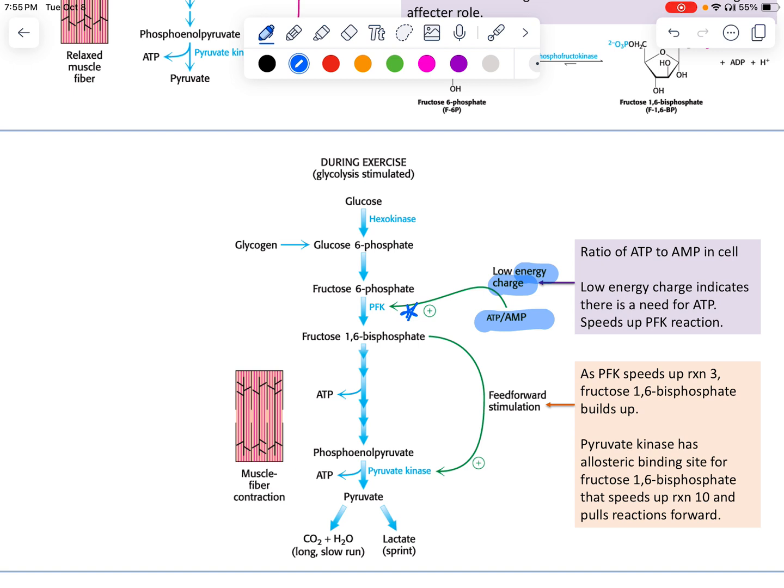Then, if you think about this, as the PFK speeds up reaction 3, we are going to see more of this fructose 1,6-bisphosphate made. So we start ramping up the amount of this. Now there's a bunch of steps here, but the amount of this will help drive those steps forward, okay? And in part because that last regulatory enzyme, pyruvate kinase, has an allosteric binding site for this molecule. So lots of this molecule will just continue through our reactions. But some of it, as it's floating around, will bind to this enzyme, and that starts speeding up this process. And as that happens, think Le Chatelier's principle, it starts pulling all of these things forward.